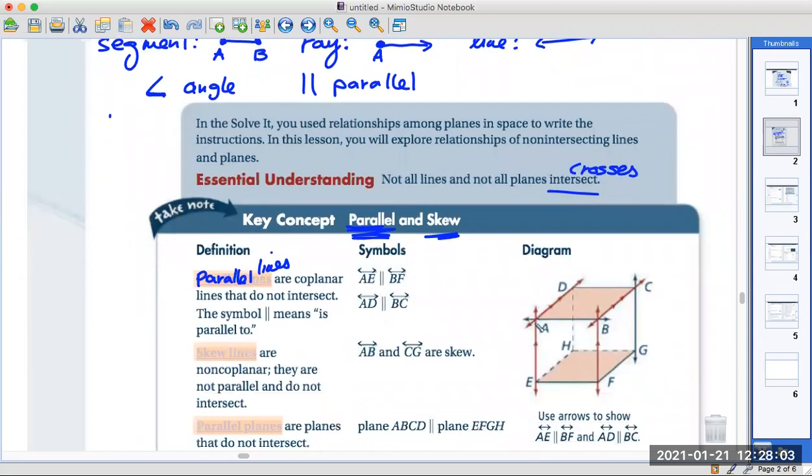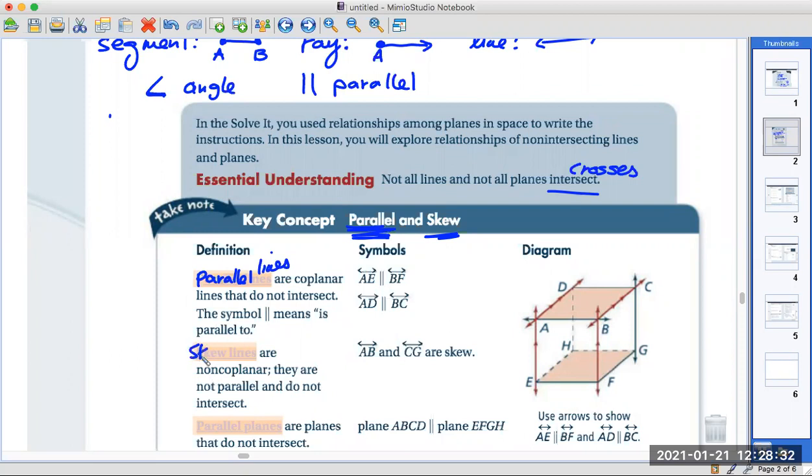So I'm going to look here. AE is this line. I'm going to color it. You don't have to, because I'm going to erase it. AE is parallel to BF. Notice they're parallel. They will not intersect. I don't need to trace those for you. I think you get it.